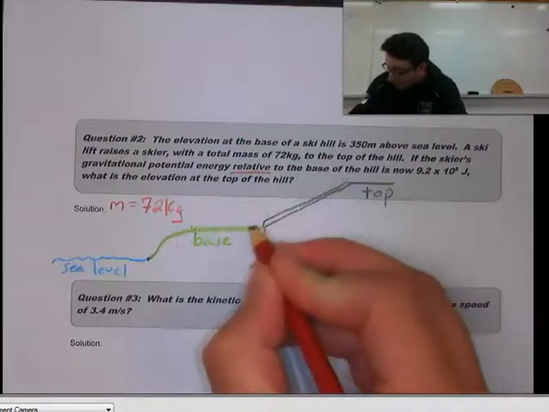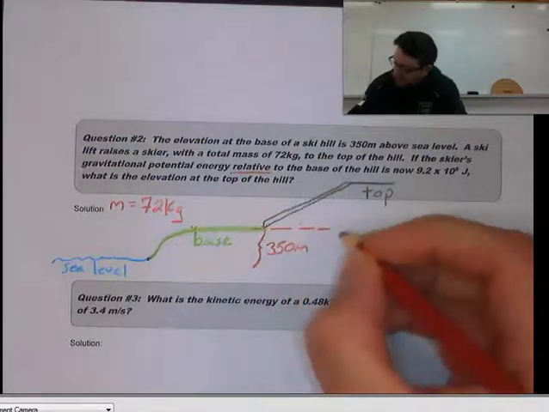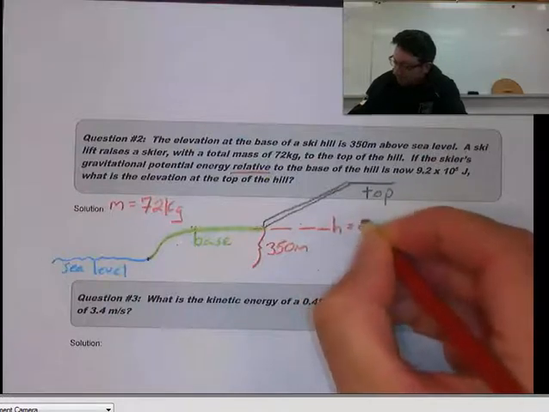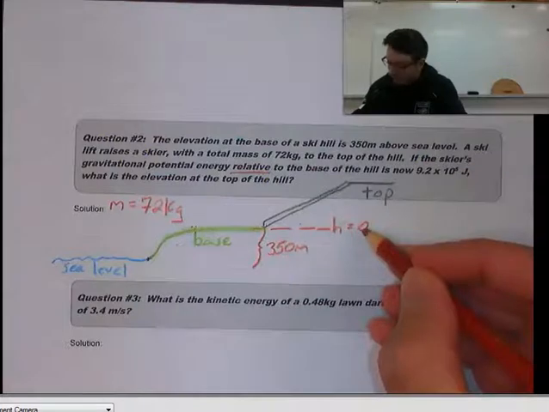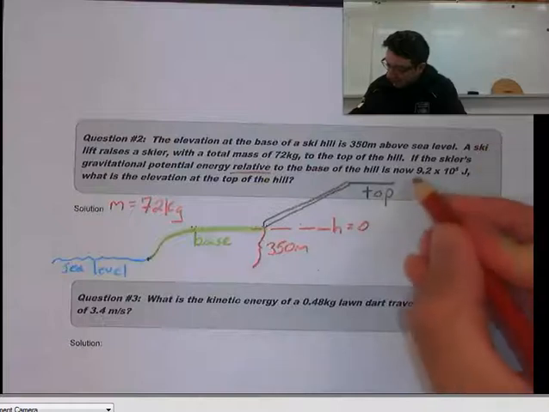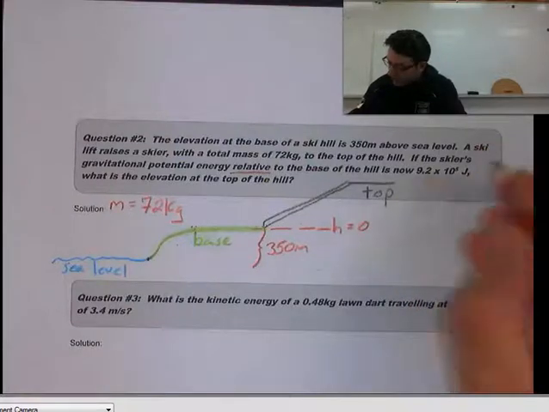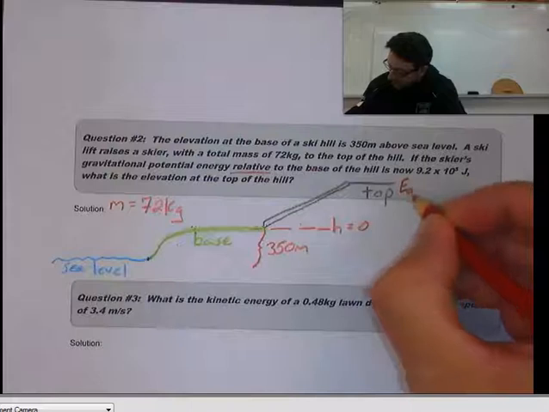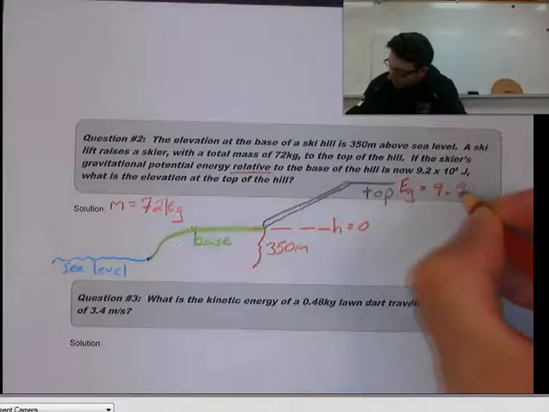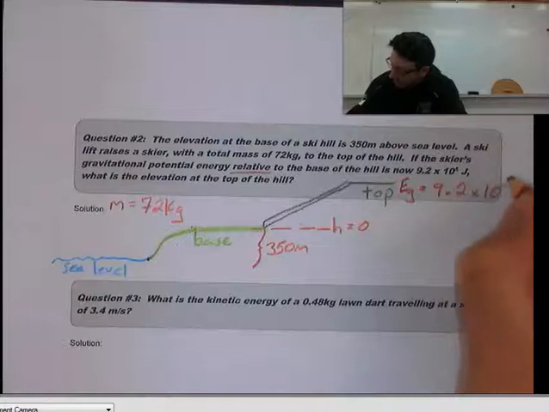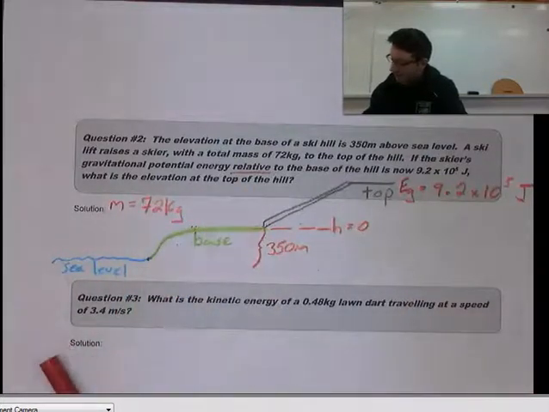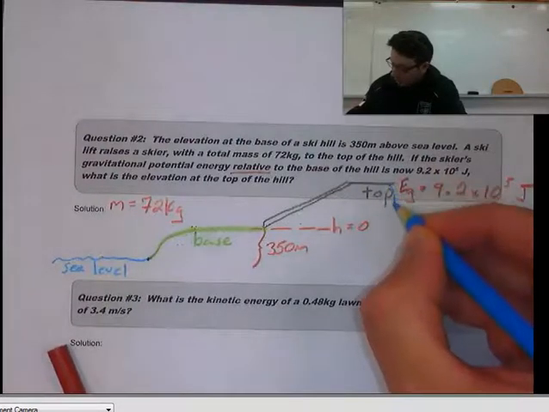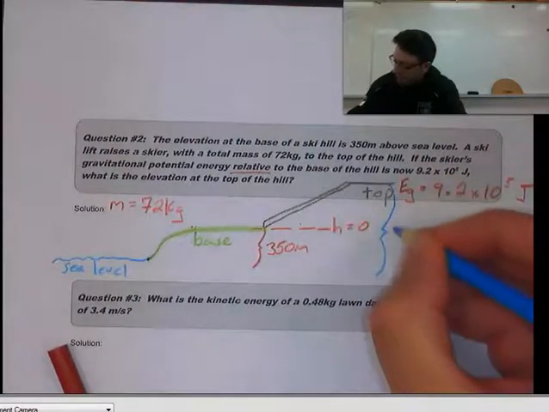And it gives the skier's gravitational potential energy relative to the base of the hill. So what they're essentially saying is, let's say the base of the hill is our height of 0. Relative to the base of the hill, the gravitational potential energy at the top of the hill is Eg, 9.2 times 10 to the 5 joules. And it says, what's the elevation at the top of the hill? So it wants to know what this is.